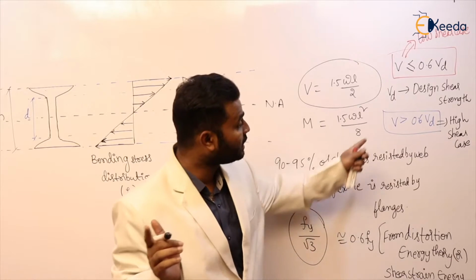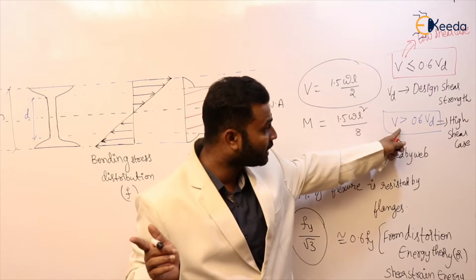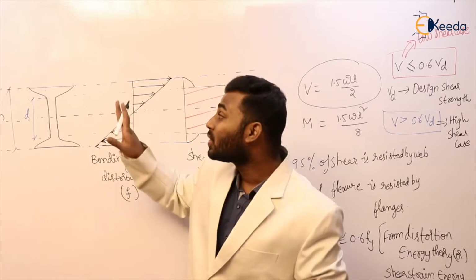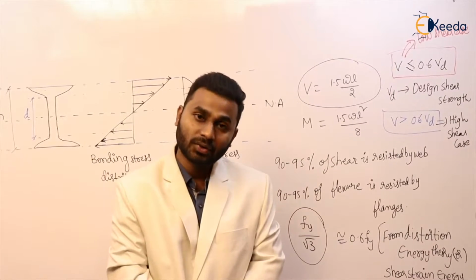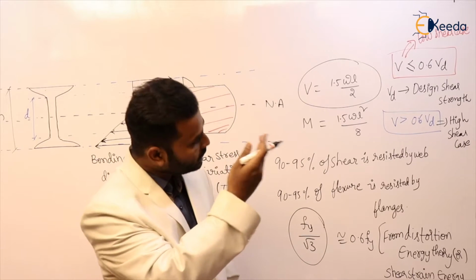But in the high shear case, the external shear force, or the factored design shear force, is greater than 0.6 VD. In this case, we assume that only the flanges are effective in taking bending moment. That is the difference between the low shear case and the high shear case.